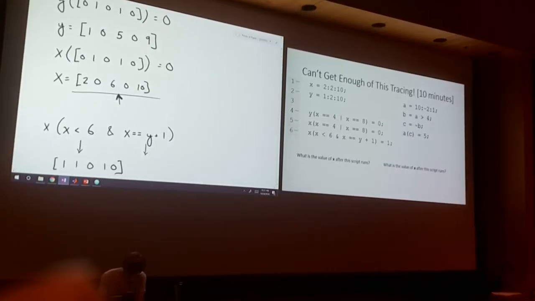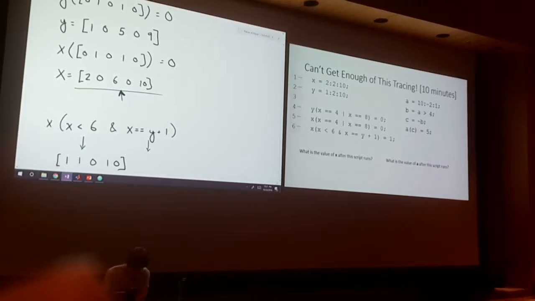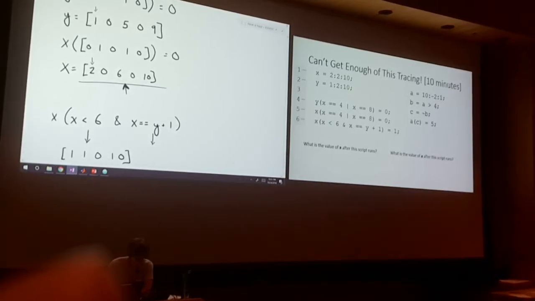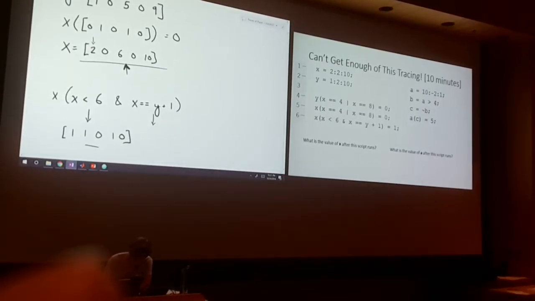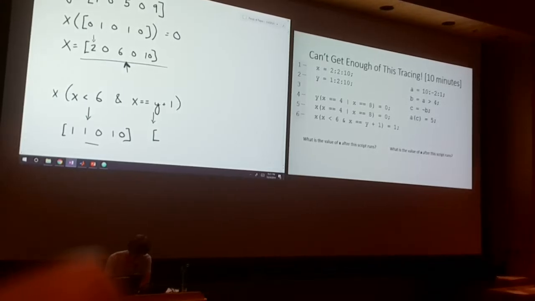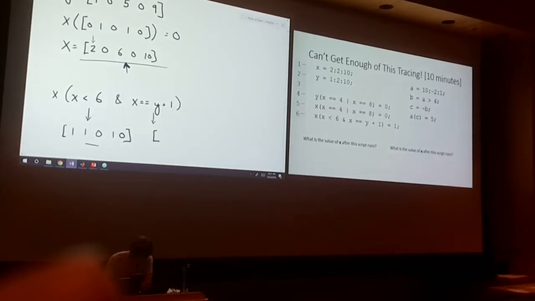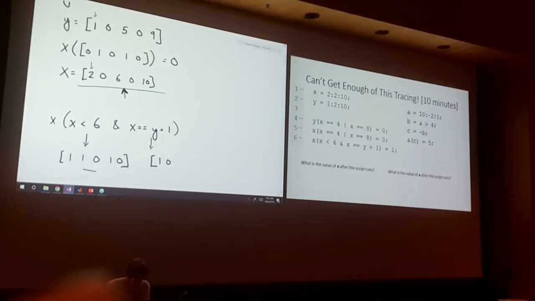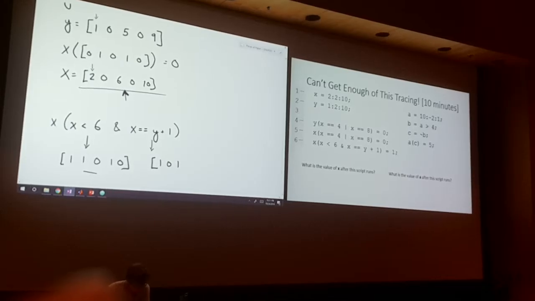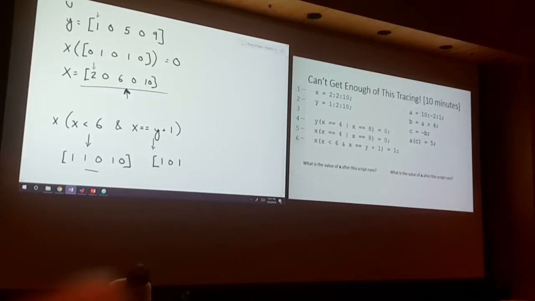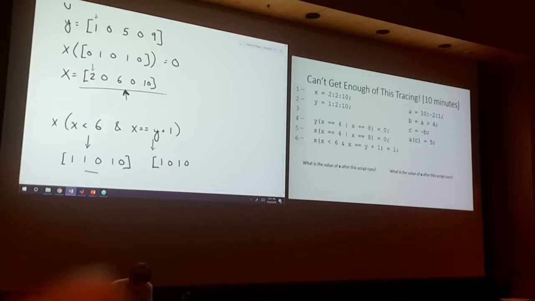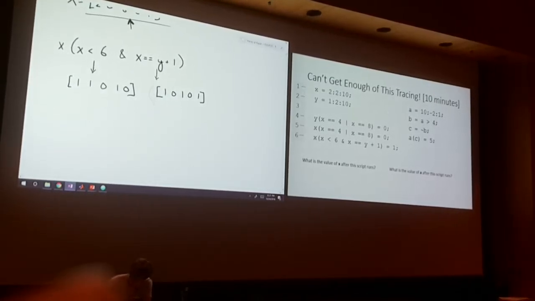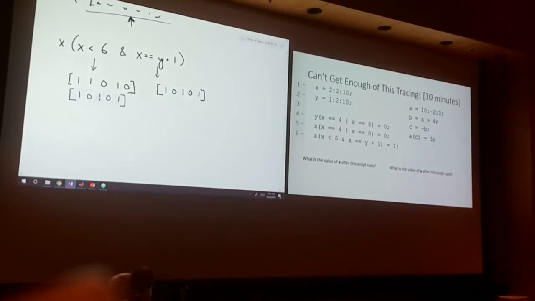So, what we have to ask ourselves is, is the value of x at a given location equal to the value of y at that same location plus 1? So, we're going to go along, and we have both on the screen right here. We'll start at the 2. Is 2 equal to 1 plus 1? It is. Okay? Is 0 equal to 0 plus 1? No. Is 6 equal to 5 plus 1? It is. Is 0 equal to 0 plus 1? No. Is 10 equal to 9 plus 1? It is.